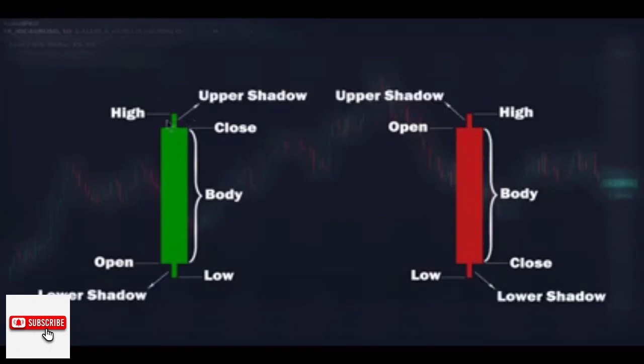The thin parts of the candle that you see here above and below the body are called shadows, or some call it wicks. The one that is above the body is called upper shadow, and the one that is below the body is called lower shadow. The top of the upper shadow shows the highest price that is reached in the session, and the bottom of the lower shadow shows the lowest price of the session. The body is usually the most important part of a candlestick, and the shadows are usually considered as price fluctuations.